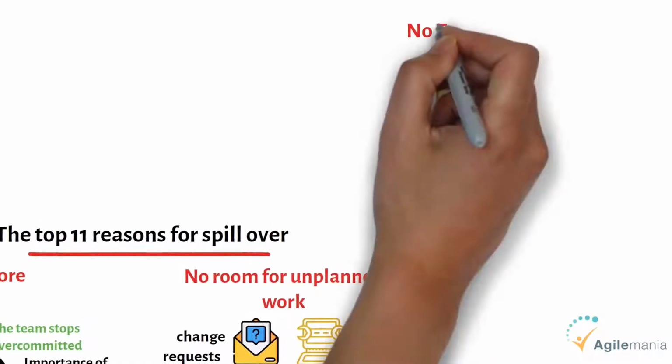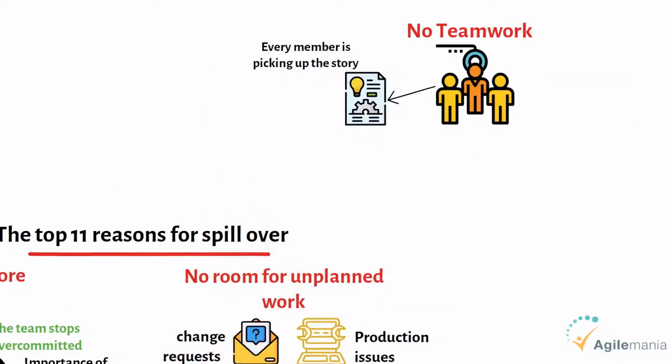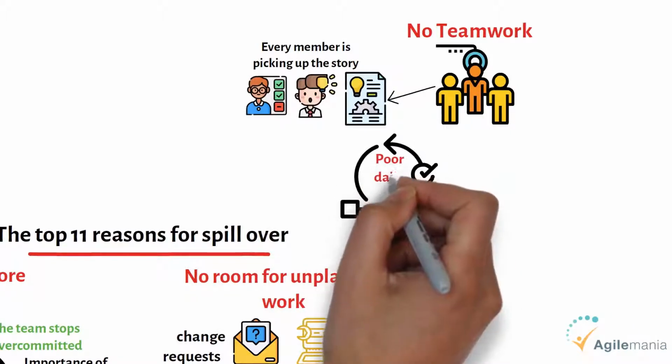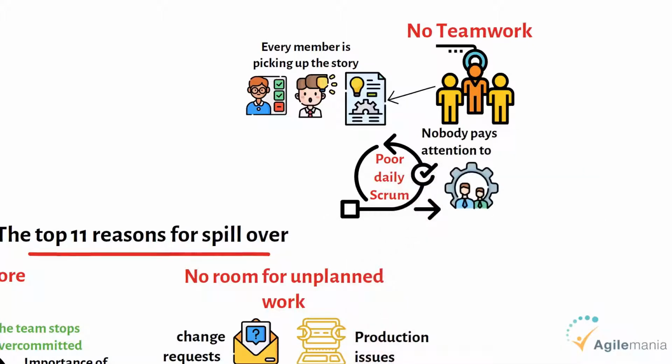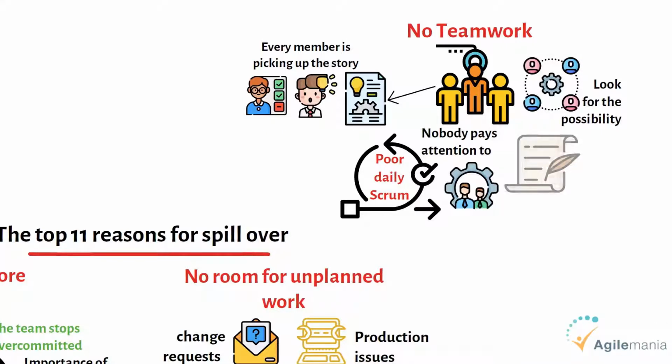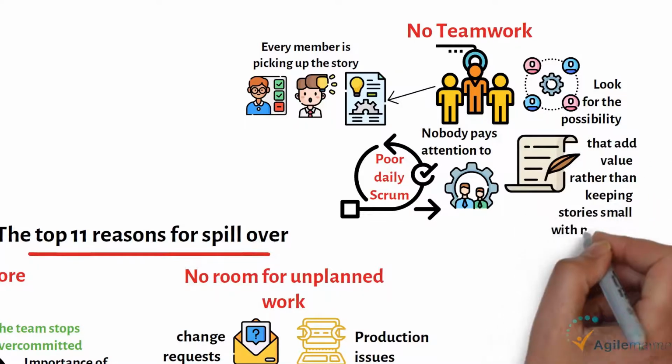Third, no teamwork. Every member is picking up the story based on individual skills and ability. It also leads to poor daily Scrum because nobody pays attention to other members' work. Look for the possibility of having more than one team member working on the same story. If needed, it is better to keep bigger size stories that add value rather than keeping a story small with no value.